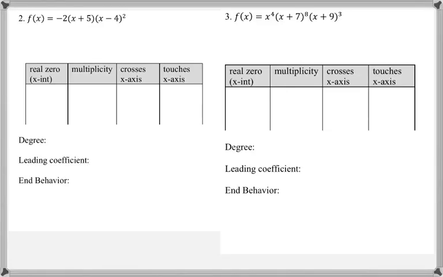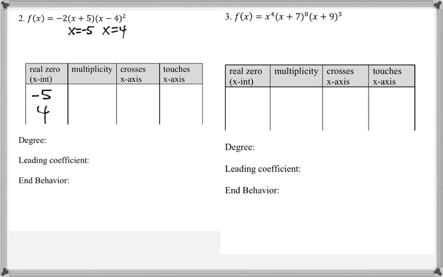Looking at 2 and 3, we're trying to analyze what's happening with the x-intercepts, or the real zeros. So number 1 we had to factor, but number 2 and 3 they've already been factored for us. So the -2, that's not contributing anything. The x plus 5, that's going to be x is equal to -5. The x minus 4 squared, that's going to give us x is equal to 4. So my real zeros are going to be -5 and 4.